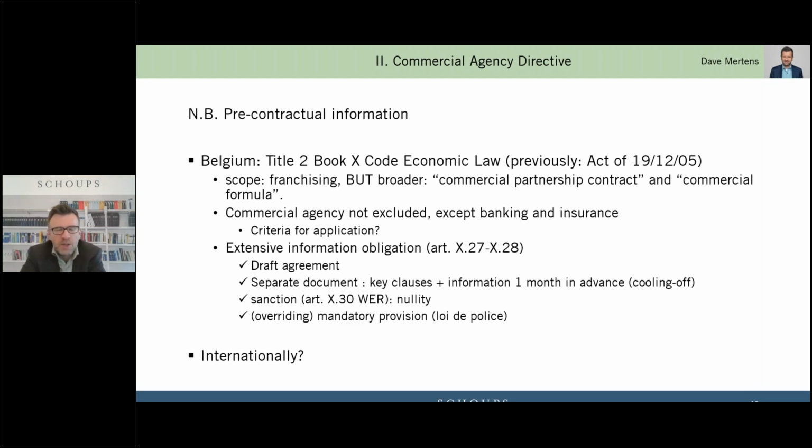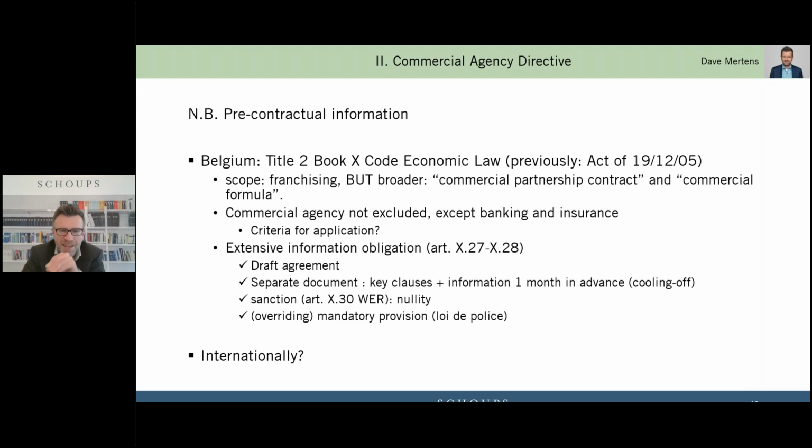Why is that a problem? It's not necessarily a problem. What does the act mean? That prior to entering into this contract, before the contract can come into force, there's a one-month pre-contractual cooling off period, if you like. You have to give the final draft agreement, a separate document with the key clauses, another document with the key information about you as a principal, as a franchisor, about your accounting, etc. And then one month that the franchisee has to think about it. He's not obliged to think about it. He has one month to talk to his accountant and his lawyer. He's not obliged to do so, but he has a month to do so.